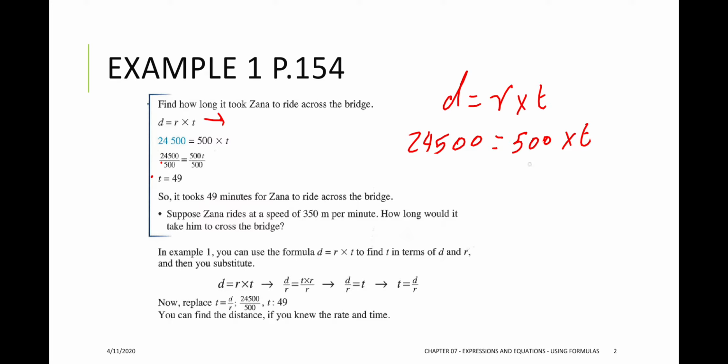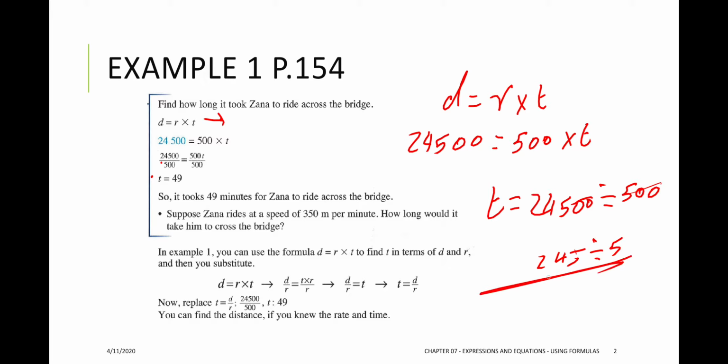To find T, we will use the reverse operation. The reverse operation, or inverse operation, of multiply is divide. So we're just going to say T is equal to 24,500 divided by 500. You can find that with long division, or you can just say 20 goes with 20, and then 245 divided by 5. Take your time with it, find the result, and you'll find T is equal to 49. So the only thing here is that we can change the place of variables by using inverse operation.